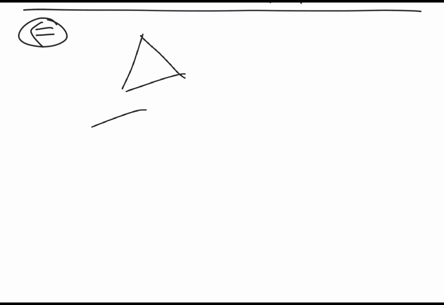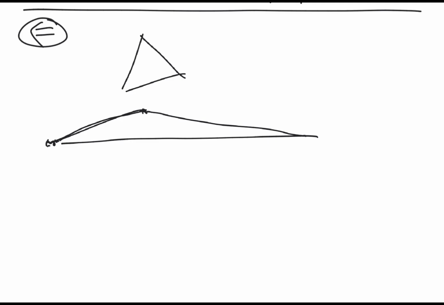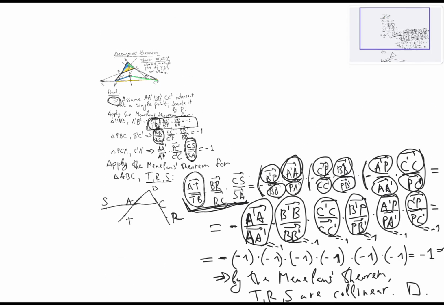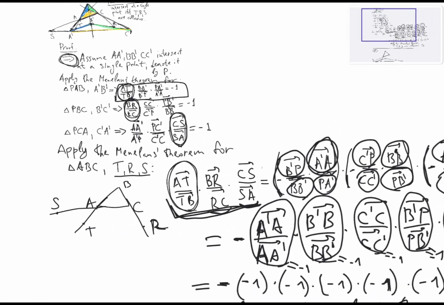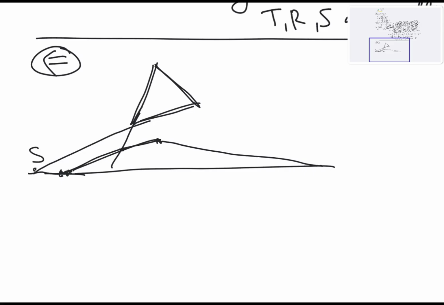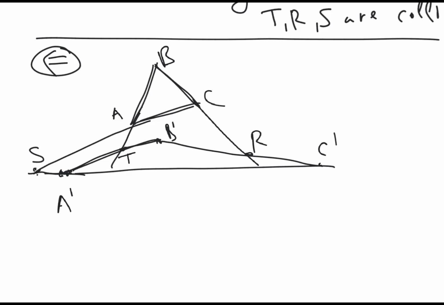Again we have these triangles. Okay, so this point is T and this point is R. A prime, B prime, C prime, A, B, C. So now we know that these points R, S, and T lie on a single line.